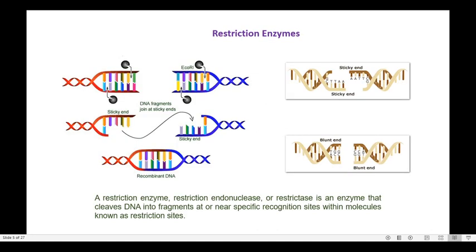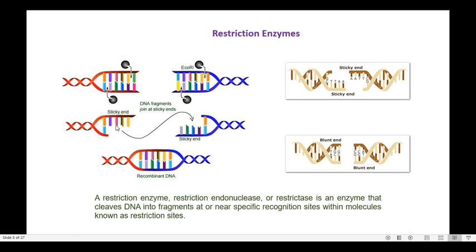So this will answer the question of how the vector and the insert are made ready to get fused together. Restriction enzymes, also called restriction endonucleases or restrictases, are enzymes that cleave DNA into fragments at or near specific recognition sites within molecules known as restriction sites. For example, if this is a restriction enzyme, this is a restriction site. So it will cleave here and here.